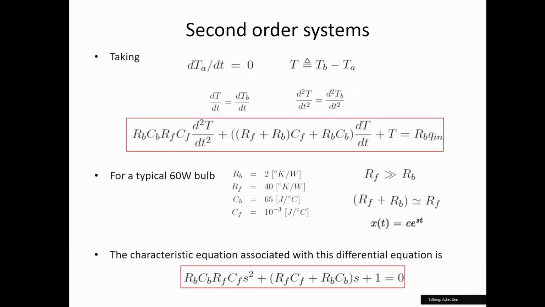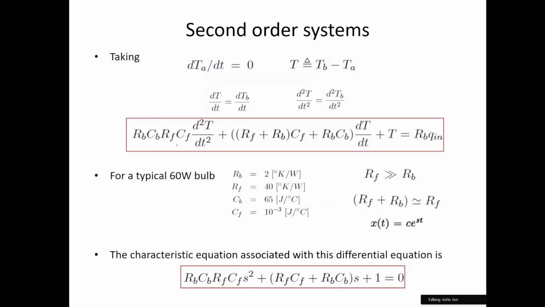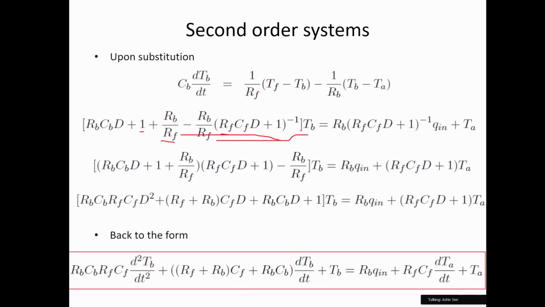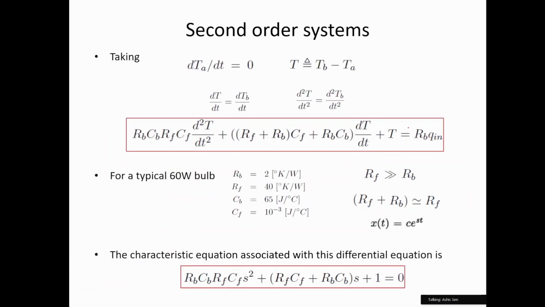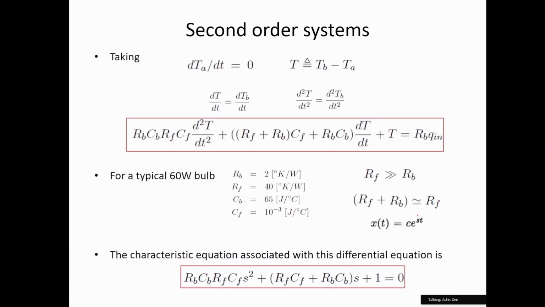So if you take that your ambient temperature is not changing with time, that means your ambient temperature dTa over dt is 0. And you define temperature T as Tb minus Ta. Then Ta is not changing with time. So dT over dt is dTb over dt. d square T over dt square is d square Tb over dt square. So now you can just write d square T over dt square. And here your dTb over dt goes to dT over dt. And Tb, this Ta goes to the other side, minus Ta. Tb minus Ta becomes a T. And here you have Rb into Qin, which is here. And your dTa over dt is 0 because ambient temperature is not changing with time. So this term is 0. So you have basically this equation.